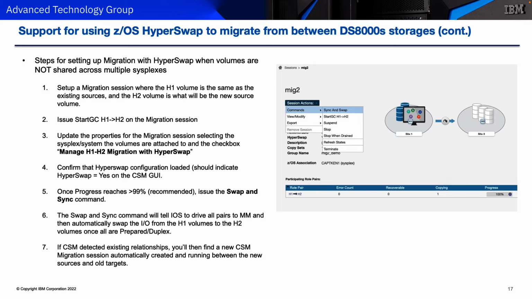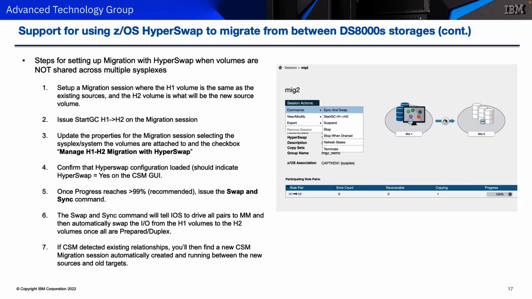So you'll create the migration session. Your H1 volumes in the migration session will be the existing source volumes. Your H2 volumes will be the new source volumes on the new storage system that you want to migrate to. You'll issue the start global copy command, which gets the global copy going. And then in the properties of the session, you would do two things. One, select the system or sysplex that the volumes are attached to. And two, check the box that says manage H1, H2 migration with HyperSwap.